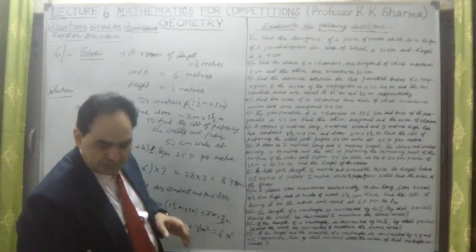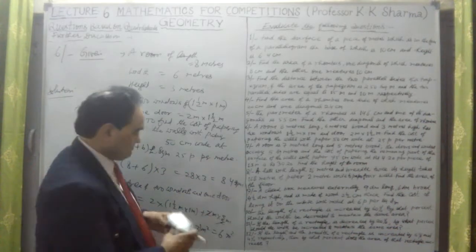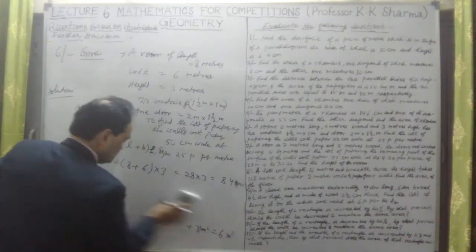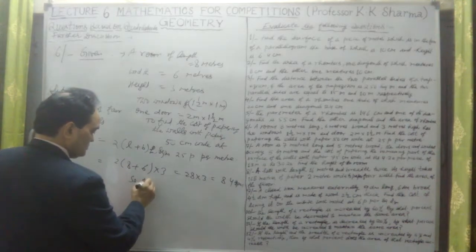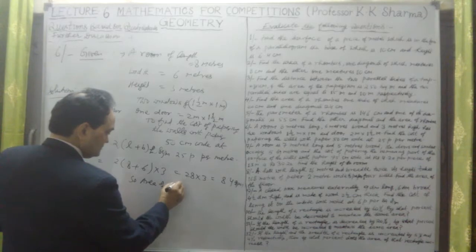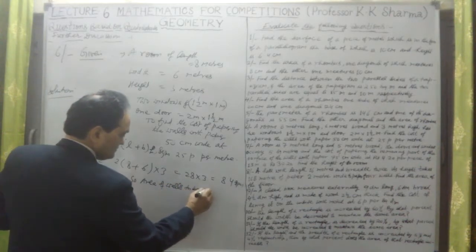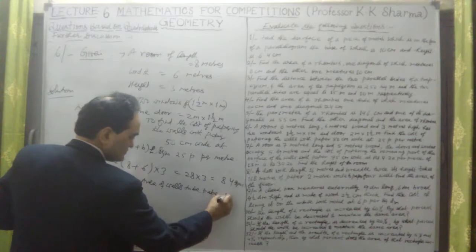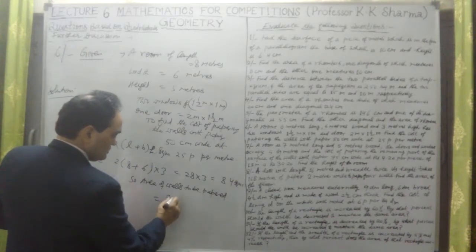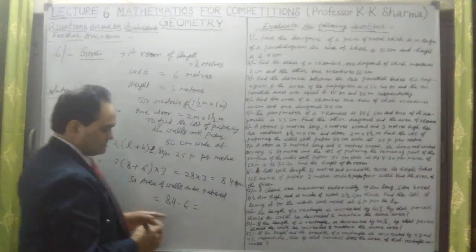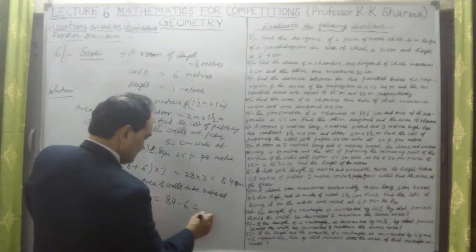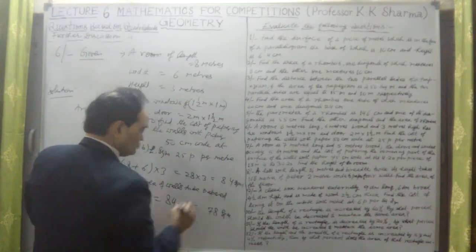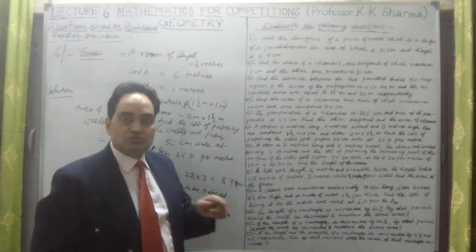The cost of papering we have to find out. Now let me subtract this. Area of walls to be papered is equal to 84 minus 6. This 6 is the area of the 2 windows and 1 door we just calculated. So this will give us 78 square meter. This is the area of the walls which is to be papered.